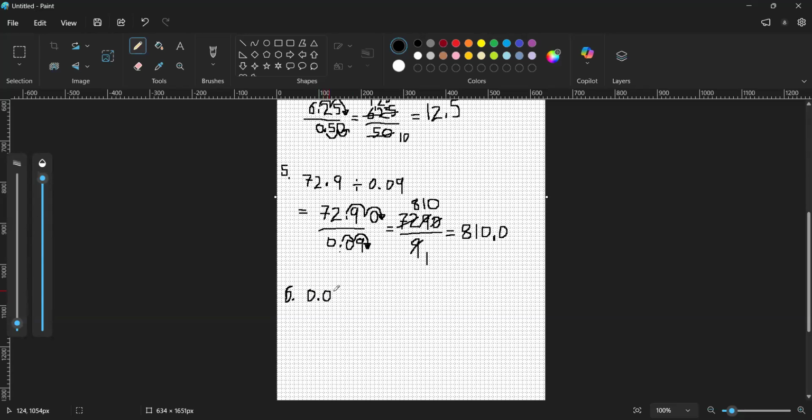0.039 divided by 0.013. Okay, so what did you notice in this instance?